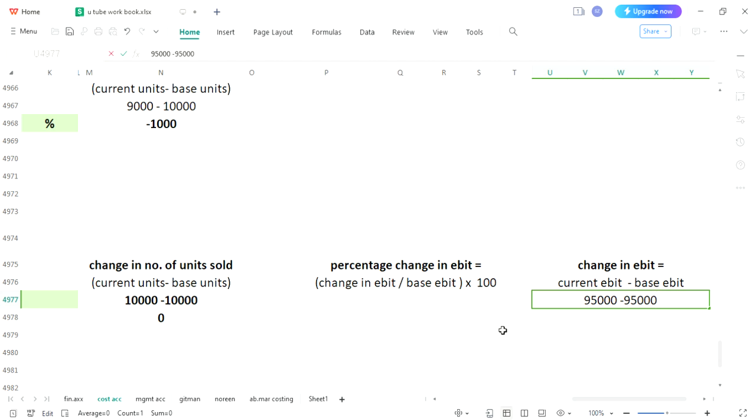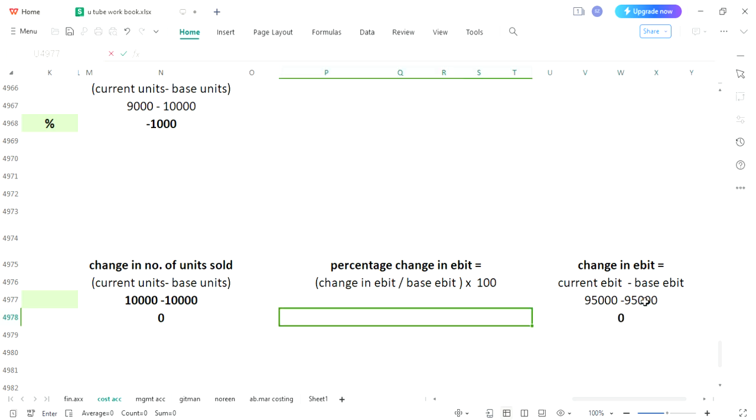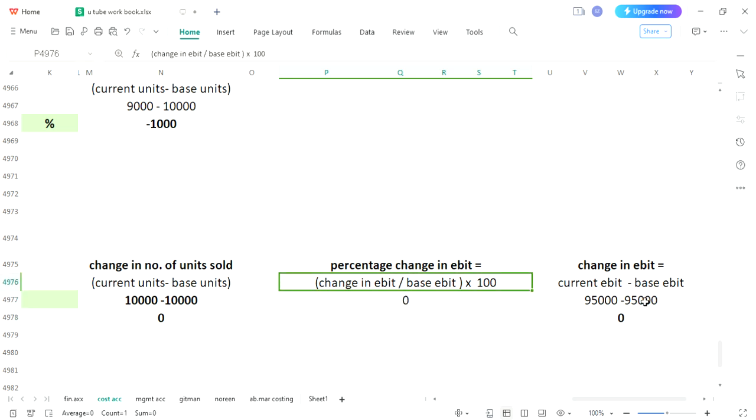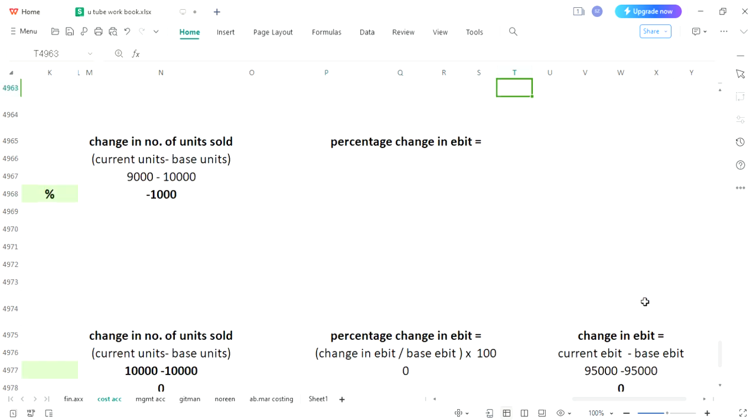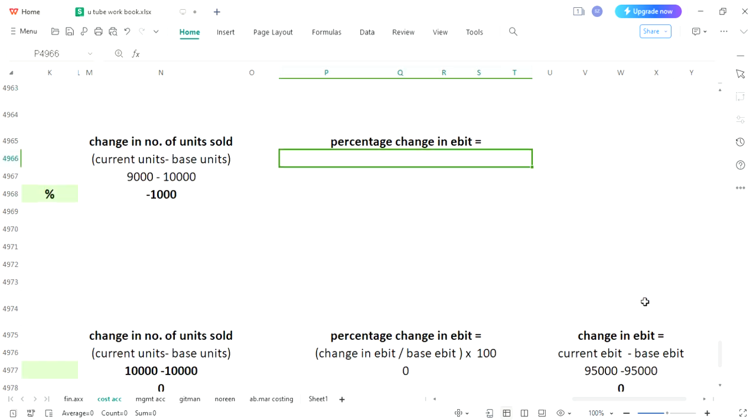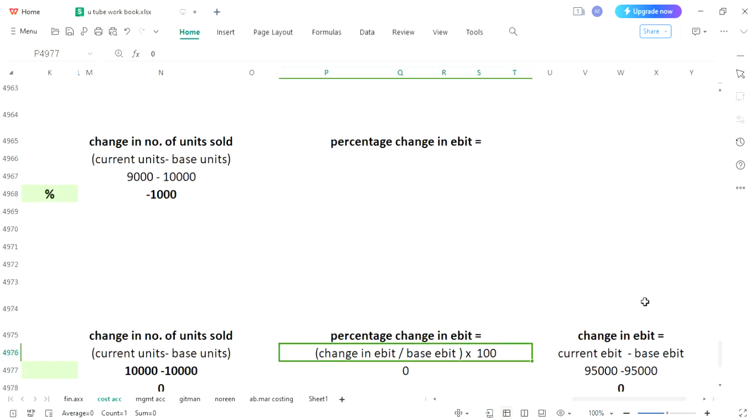We need to calculate change in EBIT. Since we were asked to make base 10,000 number of units, while calculating EBIT for 10,000 we were having 95,000, and base is also 95,000. So it's 0. Again, like previously we have done for change in units sold, this would also be your 0 point. Now let's go for B1 point, where you will again calculate percentage change in EBIT.